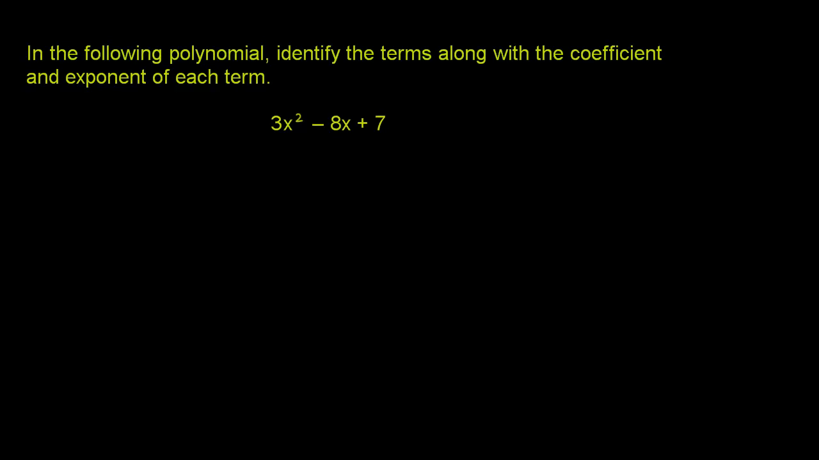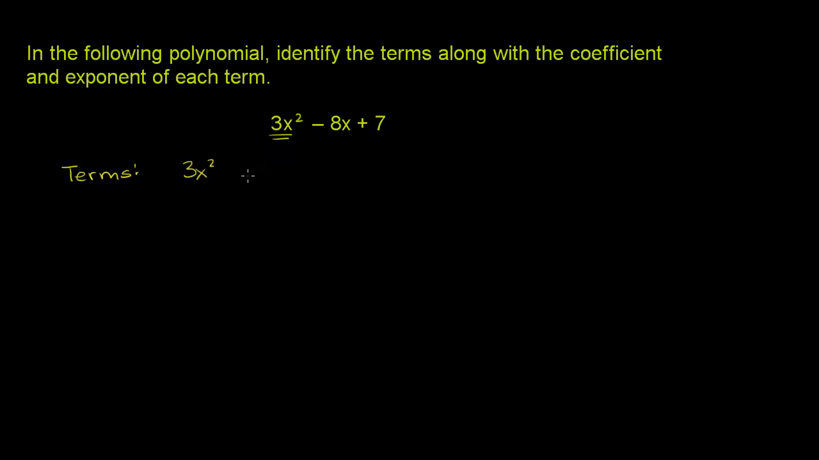In the following polynomial, identify the terms along with the coefficient and exponent of each term. So the terms are just the things being added up in this polynomial. So the terms here, let me write the terms here. The first term is 3x squared.